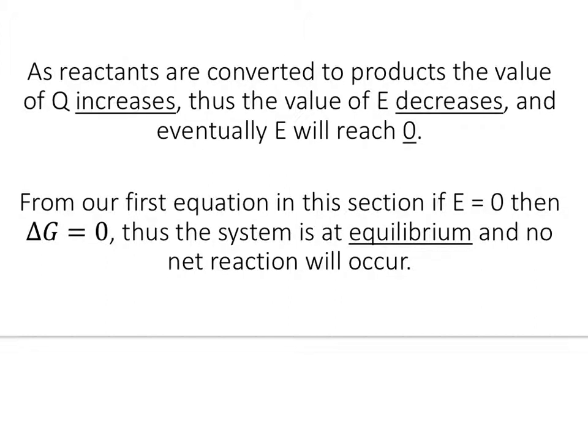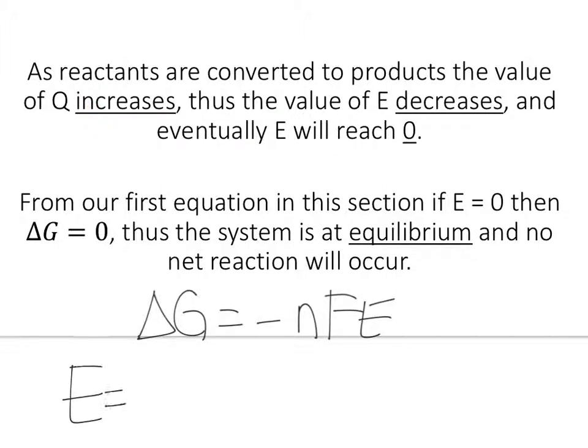A while ago we realized that if our E is 0, going back to the equation of delta G equals negative nFE, if that's 0, that means our delta G is 0. Which means that once it hits 0, we're at equilibrium. Nothing's going to change. It's going to stay there. Batteries aren't going to have any kind of power to them. So again, reactants going to product increases our Q. By increasing our Q, let me give you that equation again.